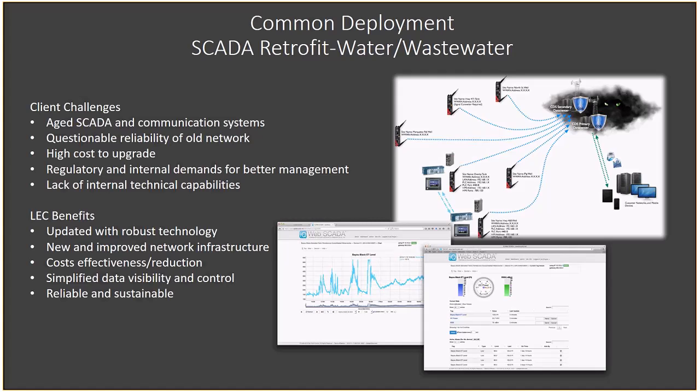Obviously, it simplifies data visibility and control. With alert and alarming capabilities, we can now send alerts and alarms via SMS and email so that we can respond quicker to faults in the field and respond to them much more readily. Obviously, then these solutions become much more reliable, sustainable, and they're certainly geared for future use.